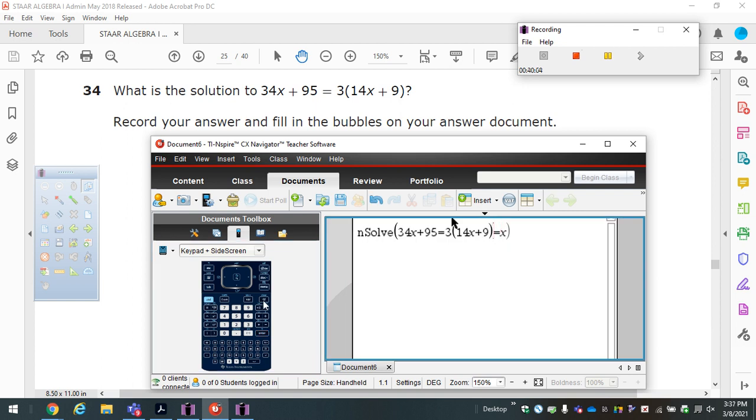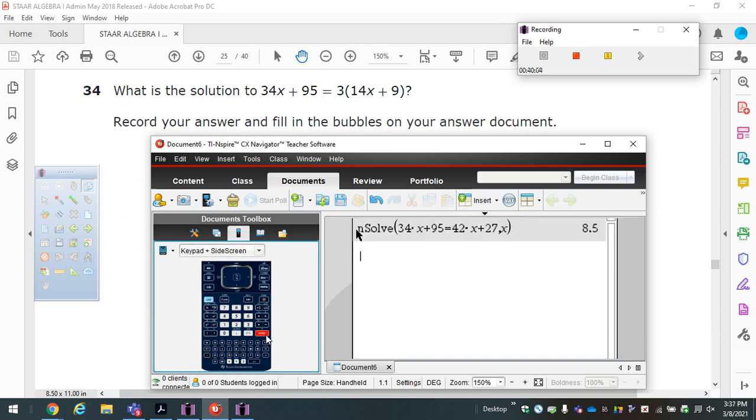Okay, so let me back this up. When I multiply that times that, it gives me 42. 42x plus 27. What's going on? Oh, I put equals x, comma x. There it is, 8.5. Yeah, I put an equals instead of the comma. My goodness. Okay, well there. Boom. You got that on Fuego.